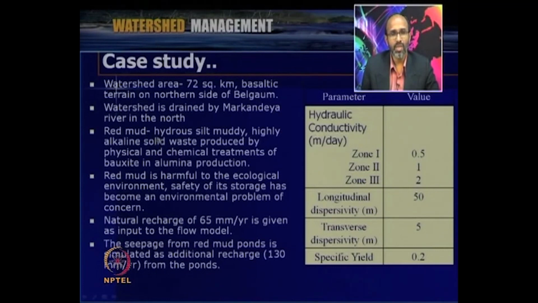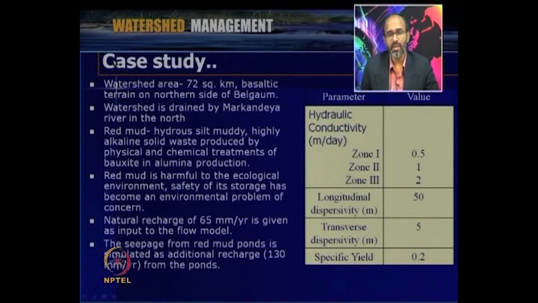And here the main source of pollution is red mud, a hydrous silty muddy, highly alkaline solid waste produced by physical and chemical treatments of the bauxite industry in this particular location. So, the main source of pollution is TDS coming from this. Red mud is harmful to the ecological environment, and the safety of its storage has become an environmental problem. The natural recharge in this area is 65 millimeter per year as estimated by the National Geophysical Research Institute, NGRI. Then the seepage from the red mud pond is simulated as additional recharge of about 130 mm per year.